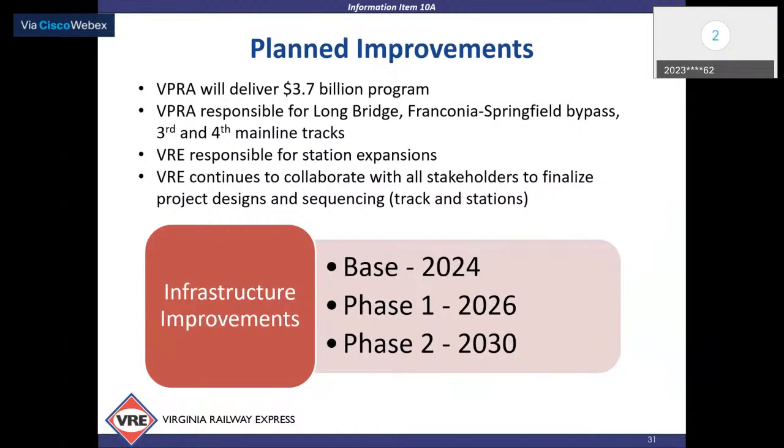Just want to hit on planned improvements. Some of this you've already seen. This doesn't necessarily change within this agreement. And those are the planned improvements that were announced back in December of last year. Again, this agreement contemplates the results of that, but it doesn't change any of those planned improvements.